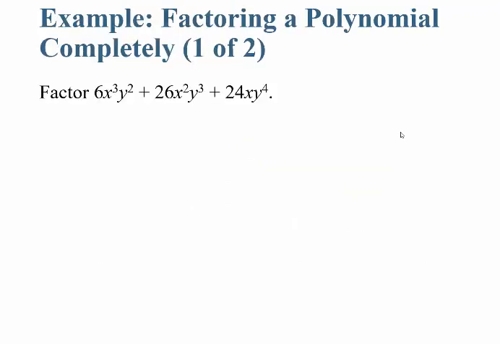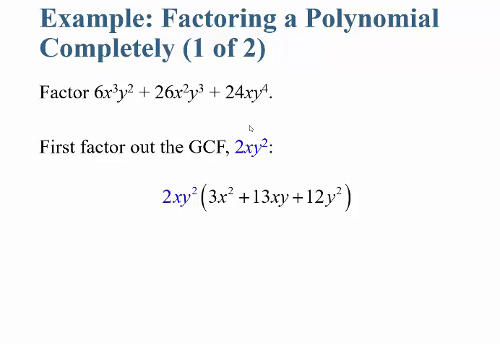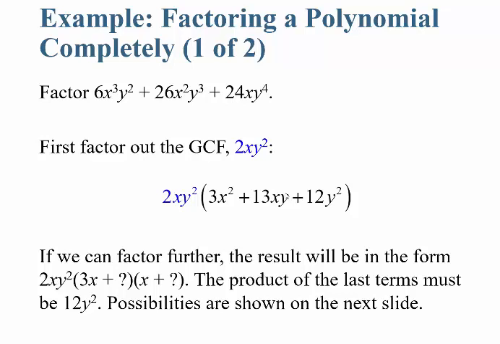Let's look at this one here, which is a rather complex one: 6x cubed y squared plus 26x squared y cubed plus 24x times y to the fourth. Yikes, crazy. The first thing you do when you see something crazy like this is factor out a greatest common factor if it exists. And indeed it does. The greatest common factor is 2x y squared. When you do, this is what you're left with. The next thing to ask yourself is, looking at that crazy thing inside the parentheses, if we factor further, because it's a trinomial, can we get the result to be in this form?